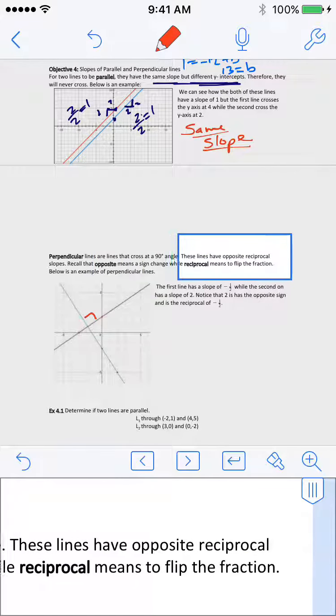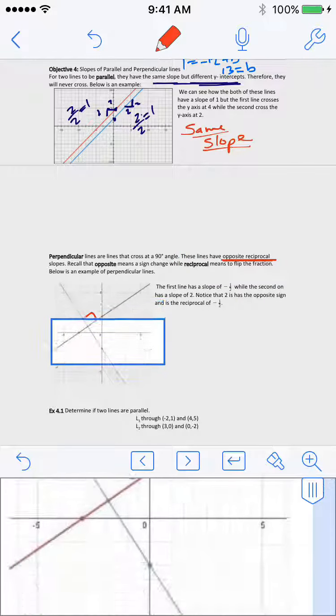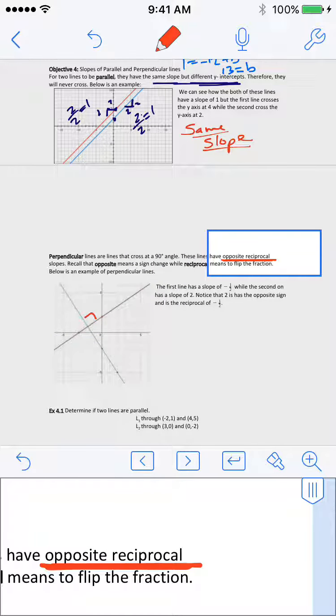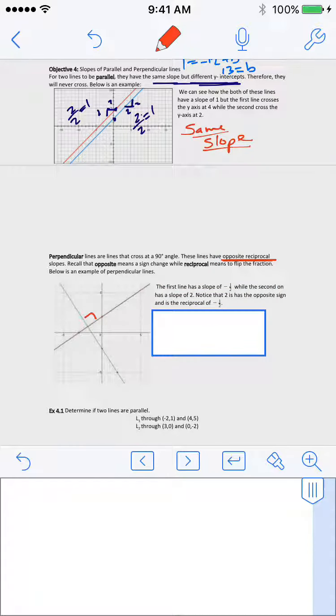The reason they cross is because they have opposite reciprocal slopes. So they do not have the same slopes. They definitely don't have the same y-intercept, right? Because they're not even relatively similar. If you look at these two here, those are definitely not the same y-intercepts. But they have opposite reciprocal slopes. Now let's break that down piece by piece. What exactly does that mean? What does opposite reciprocal mean?